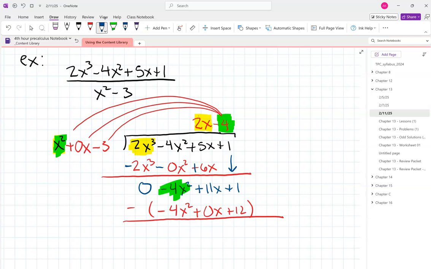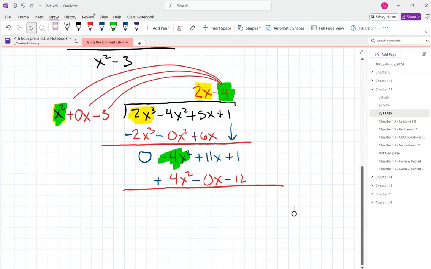And again, here is a place where common mistakes get made: not distributing that negative through. So I'm going to go ahead and distribute that negative through. All the minuses are going to become pluses, and all the pluses are going to become minuses. And then I'm just going to add down.